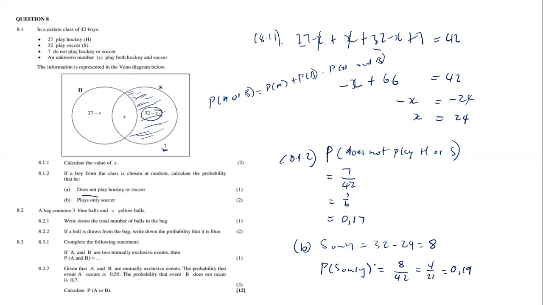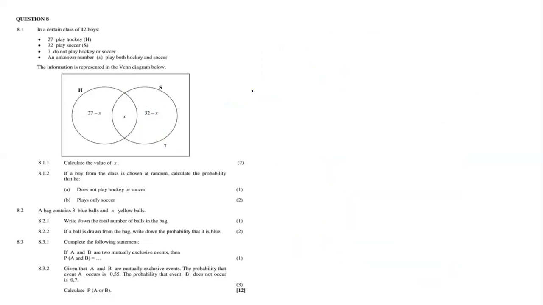Okay, all right. So now we move to 8.2. It says to us, a bag contains 3 blue balls. This bag has three what? Blue balls: 1, 2, 3, and X yellow balls. So we have X yellow balls. We don't know how many yellow balls we have in the bag.